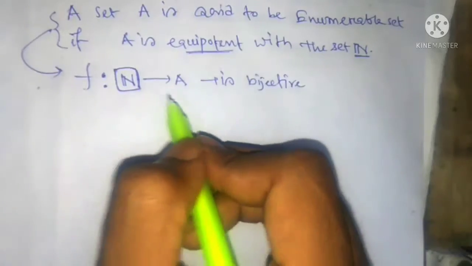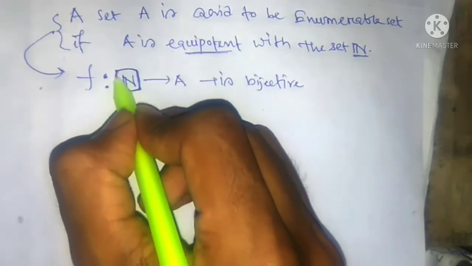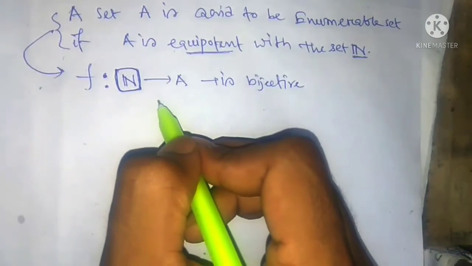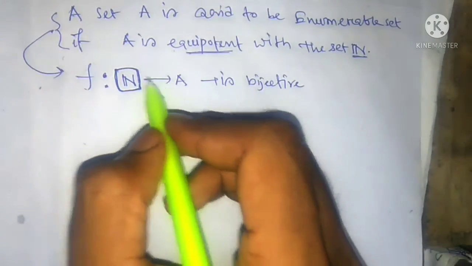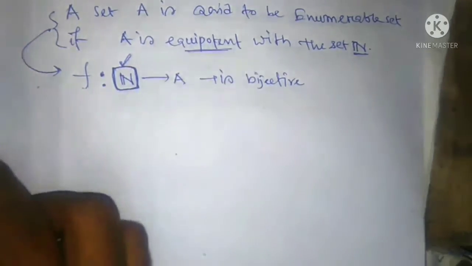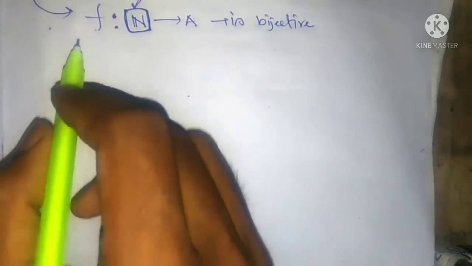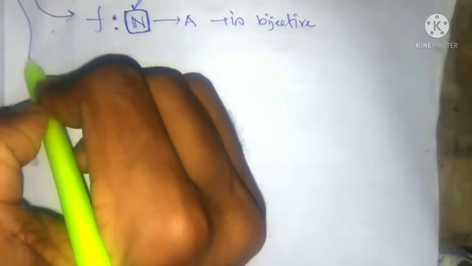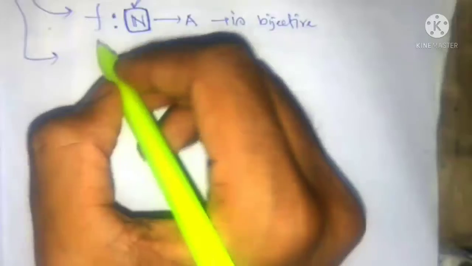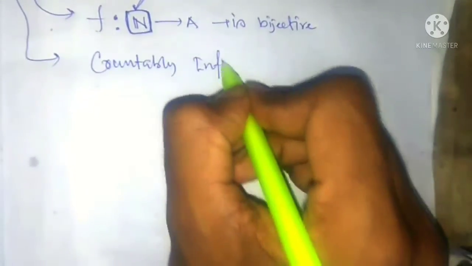What is the difference between equipotent and enumerable set? This goes from the natural numbers to any set, but in an equipotent set there isn't this natural number. Okay, so let us try an example. This enumerable set has another name, that is called a countably infinite set.